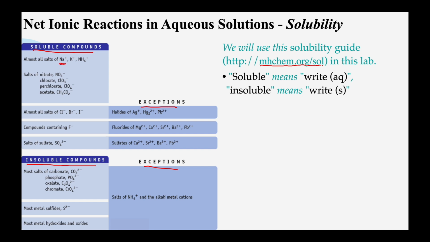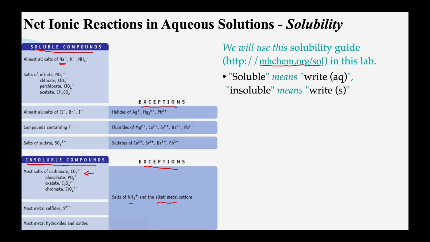There are no exceptions to that little block right there. So you would write NaCl with an aqueous. NaCl is soluble in water. On the other hand, if you had something like magnesium carbonate, and there's carbonate right there, CO3 2-, magnesium is not ammonium or an alkali metal.